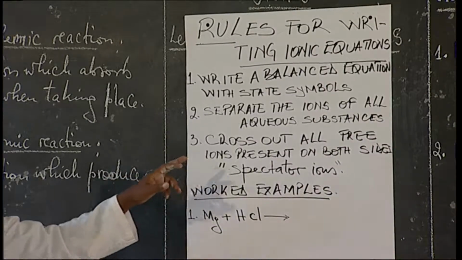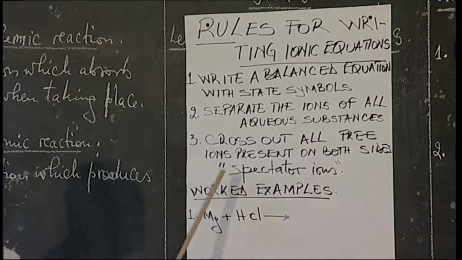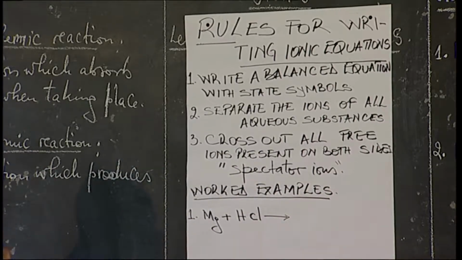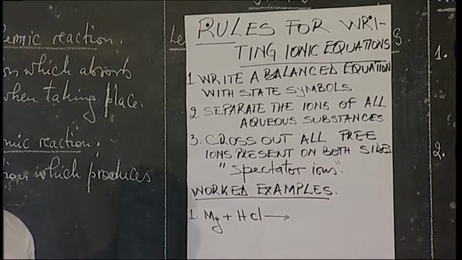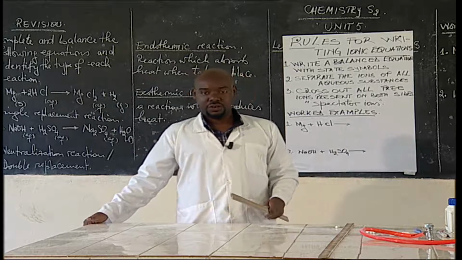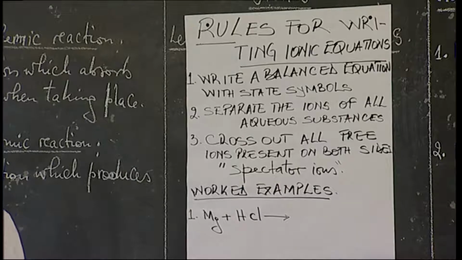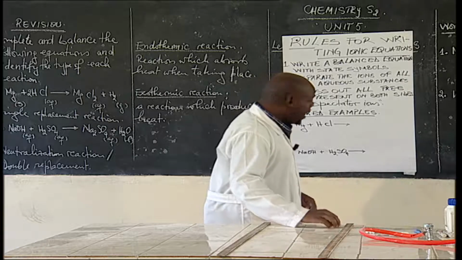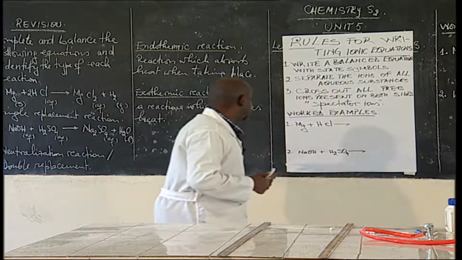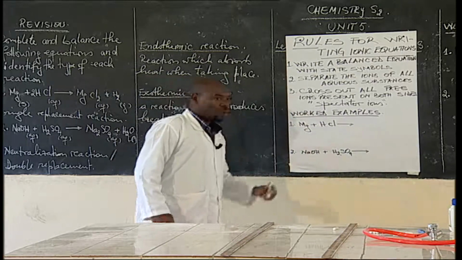And number 3, we cross out all free ions present on both sides. We will demonstrate this rule number 3 when we work out these 2 examples. Those ions which are present on both sides and which are free in the solution, we call them spectator ions. They don't really take part in the reaction, which brings out some changes. Now, let us try this example number 1.